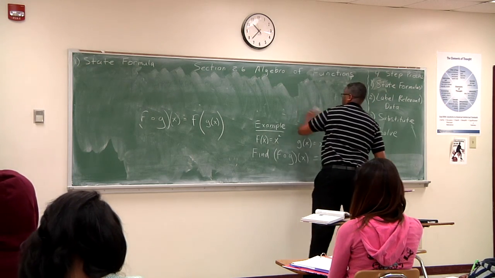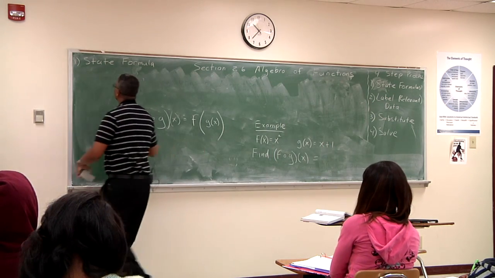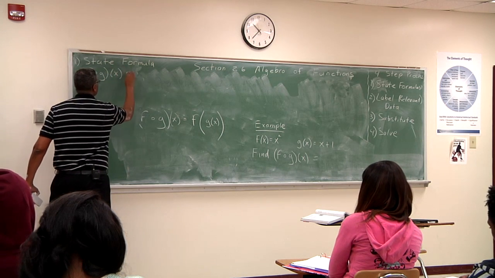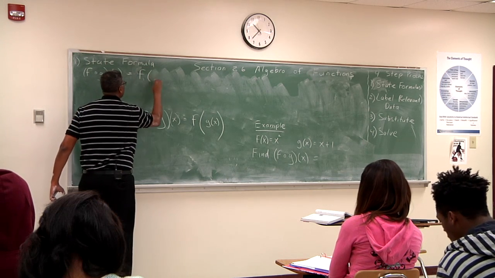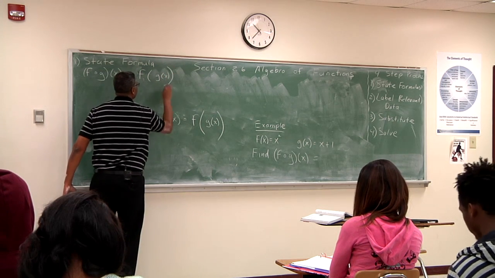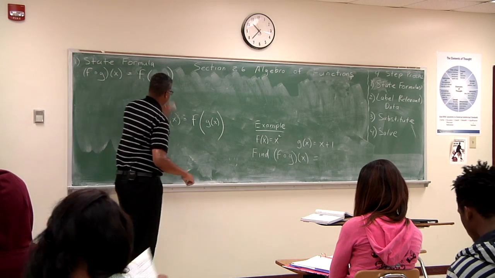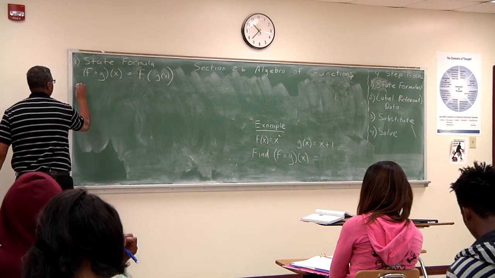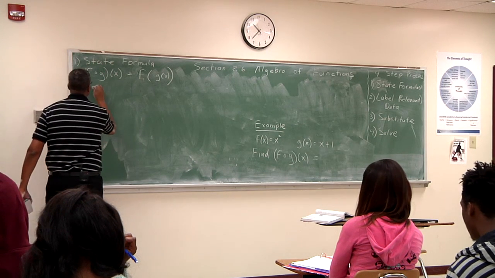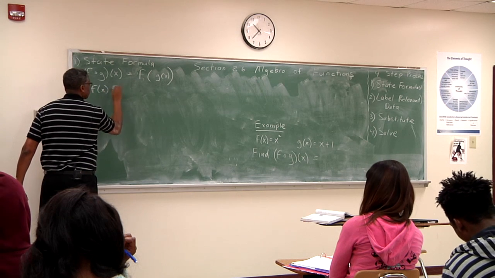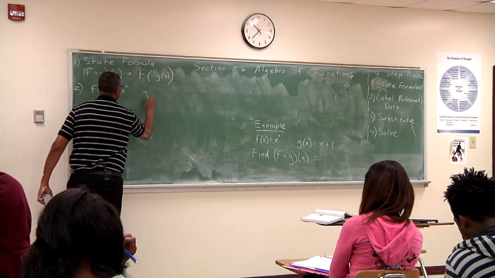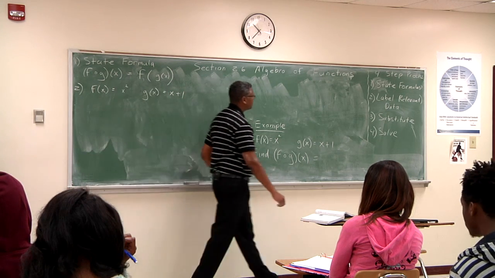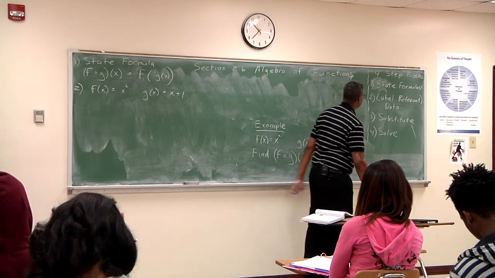Well, what's the formula? f compose g of x equals f of g of x, right? That's the formula. So I'm going to erase this to gain some more board space. All right, what's the next thing we do? The next thing we do is label the data. So f of x was given to be x squared. g of x was given to be x plus 1. So you've gotten halfway there, right?